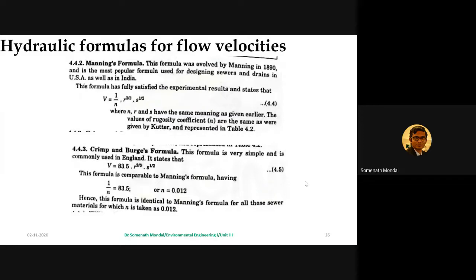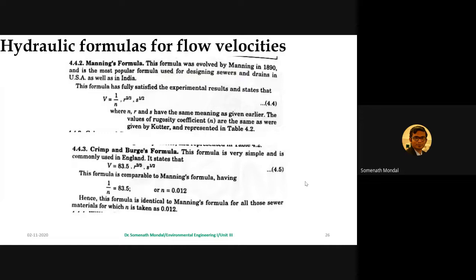So in this case directly 83.5 is taken, 83.5 into r to the power 2/3 and into s to the power half. Now this formula is quite comparable with Manning's formula, as 1 by n equals 83.5, which is taken, and in this case the value of n is 0.012. Now the n value is taken as fixed in this case, and this is identical for all different types of sewer materials, and so that is why logically Crimp and Burgess formula will not be that realistic which you can obtain through Manning's formula.